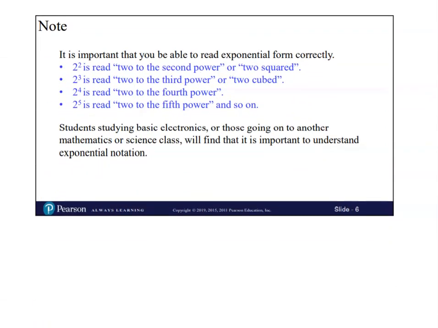It is important that you be able to read exponential form correctly. 2 squared is read 2 to the 2nd power or 2 squared. This is read 2 to the 3rd power or 2 cubed. This is read 2 to the 4th power, 2 to the 5th power, and so on. Students studying basic electronics or those going on to another mathematics or science class will find that it is important to understand exponential notation.